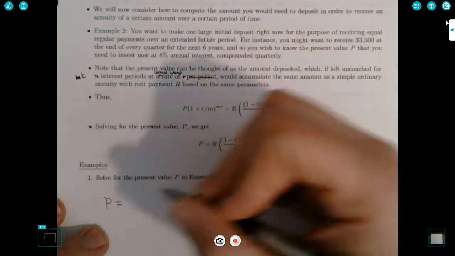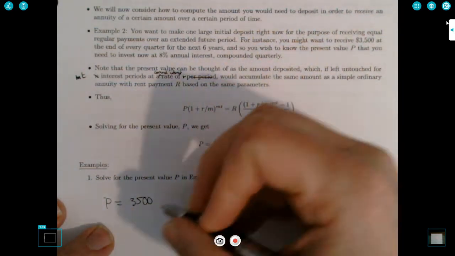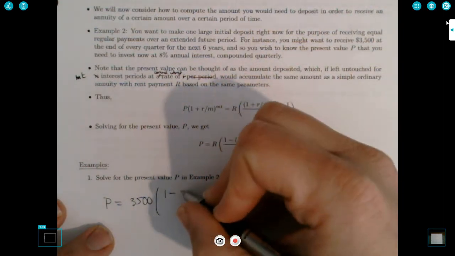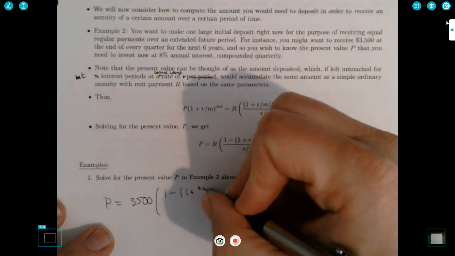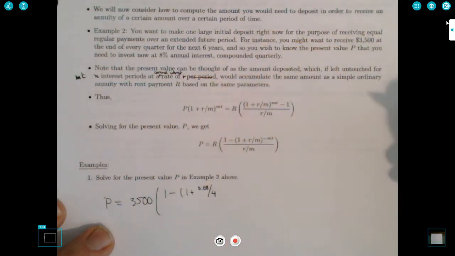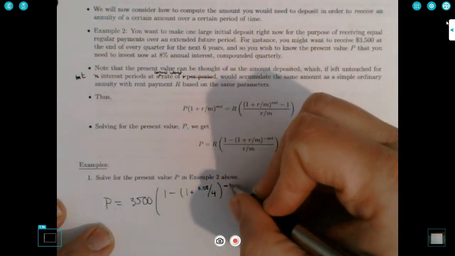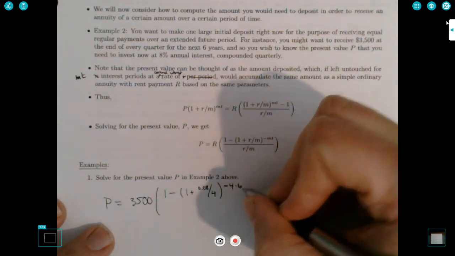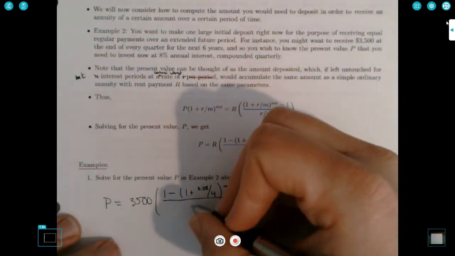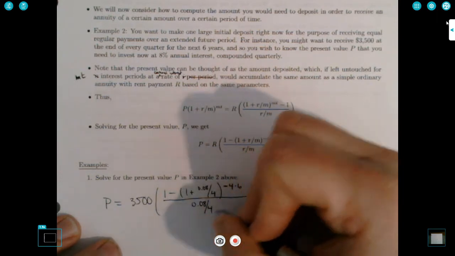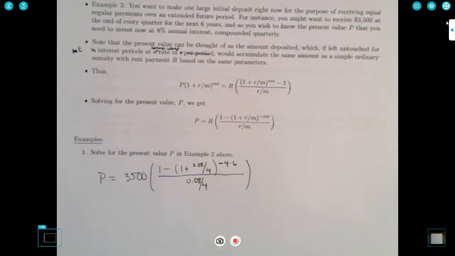So we're going to say P equals R, which we said was 3,500, times 1 minus (1 + R/M), where R is the interest rate and it's compounded quarterly so M is 4, to the negative MT, which is 4 times the number of years, 6, divided by R over M. So there's that big nasty thing. Now, you might have a hard time plugging that all into your calculator at once.